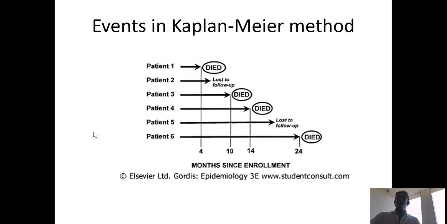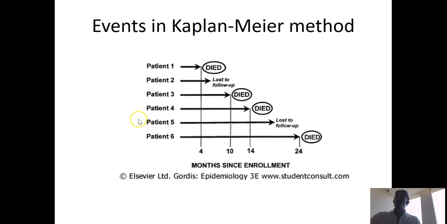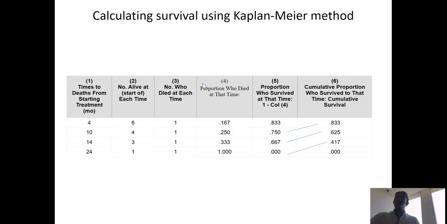When does the next thing happen? Well, the next event happens at 10 months. Remember, a censoring is not an event. A death is an event, or a pregnancy is an event. The thing we're looking for is the event. The next event happens at 10 months. 1 person dies. How many were alive? 4 were alive, because that person died and patient 2 walked away. 1 out of 4 was the fraction who actually died, 25%. So the portion that survived that interval was 75%, or 1 minus that.